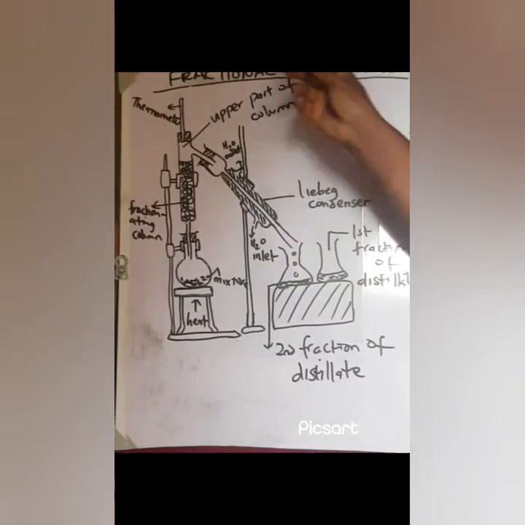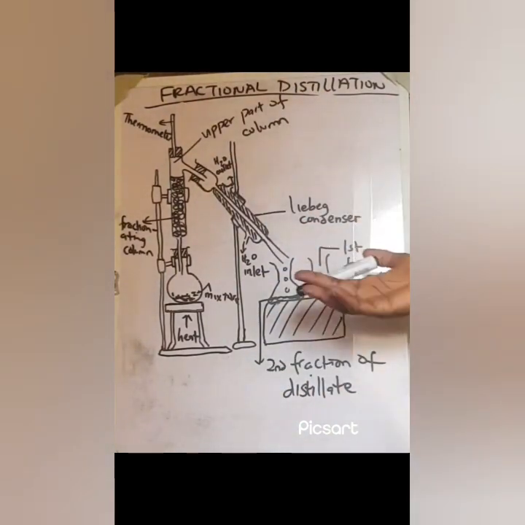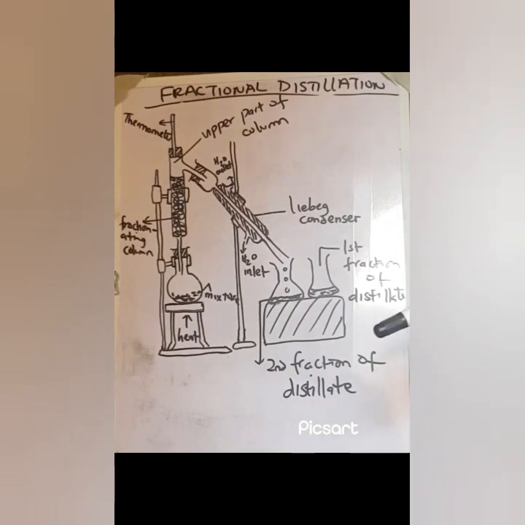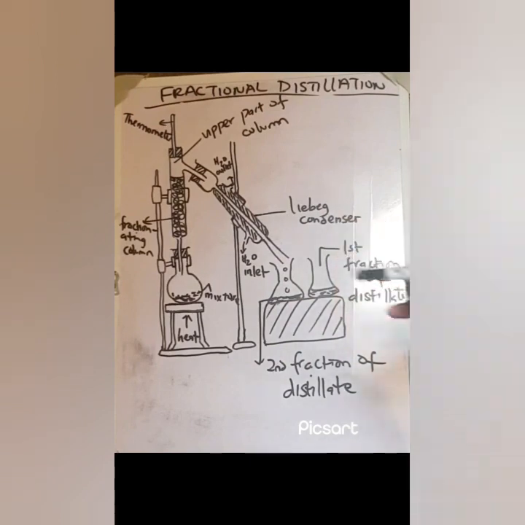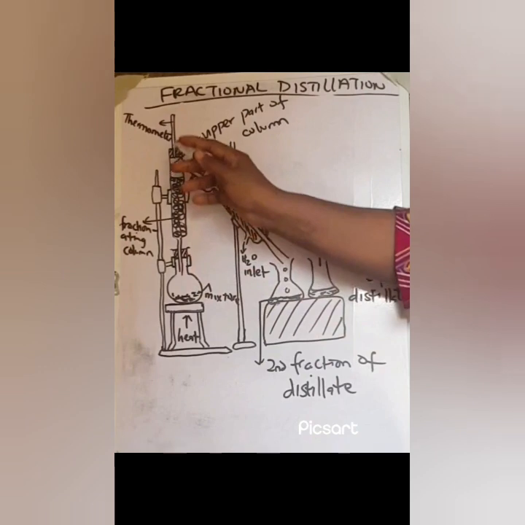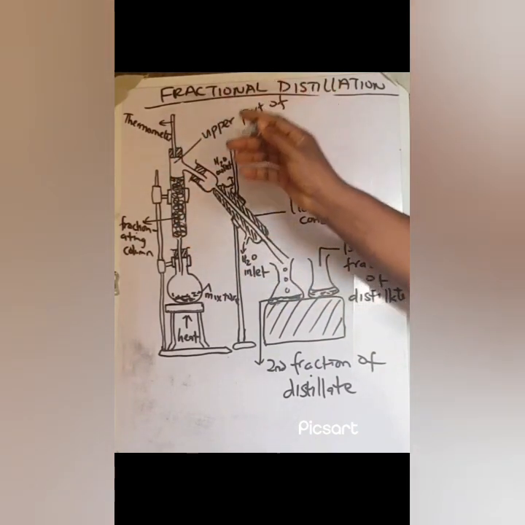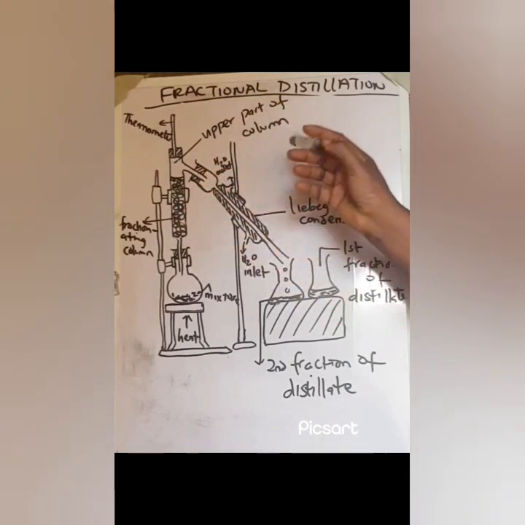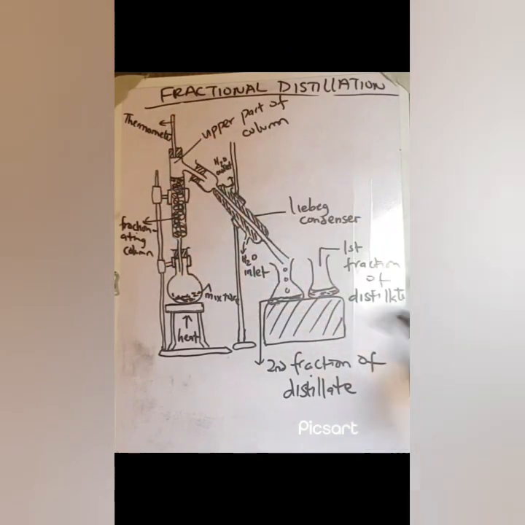The fractional distillation. This is the apparatus used to separate the mixtures. Like I told you in the lecture, this apparatus is basically the same as that of the ordinary distillation, except for this. This is the fractionating column, which differentiates the apparatus for the fractional distillation from that of the distillation. And this is where the main process takes place in this fractional distillation.